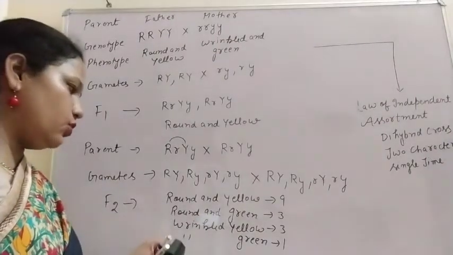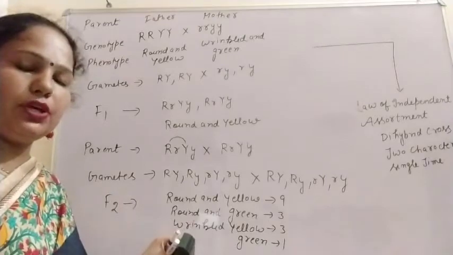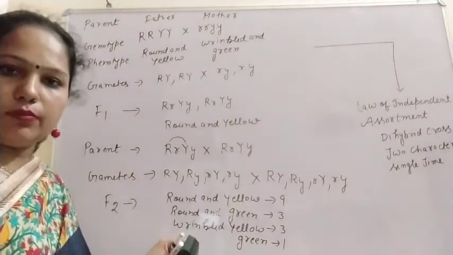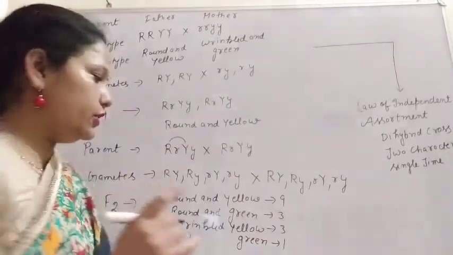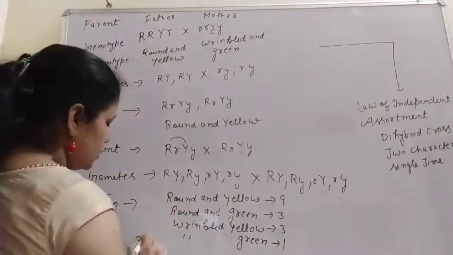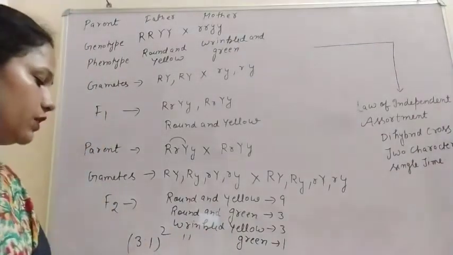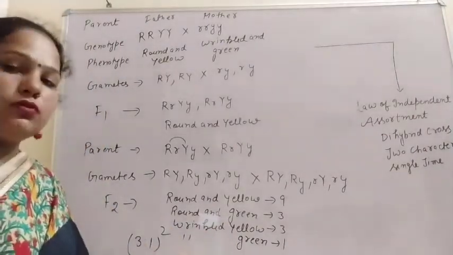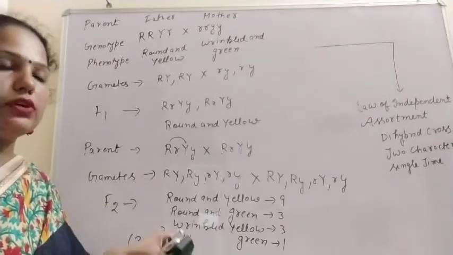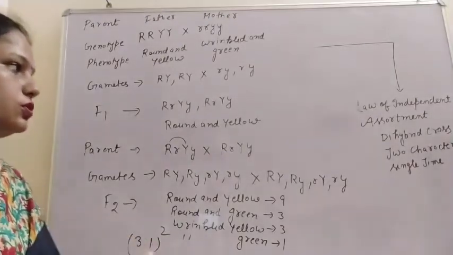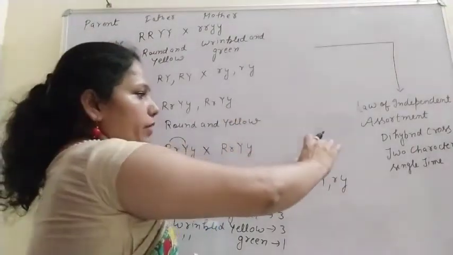We got this ratio after doing the square of the phenotypic ratio of monohybrid cross. So what was the phenotypic ratio of monohybrid cross? That was 3:1. And when we do the square of this, then we will get the phenotypic ratio of the F2 generation of dihybrid cross. So that is known as the law of independent assortment.